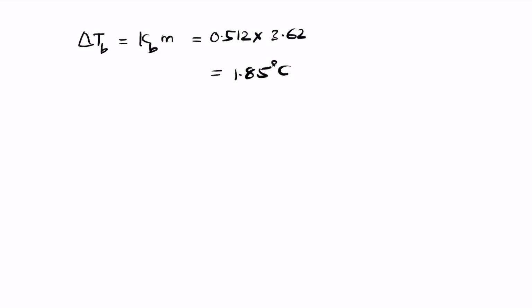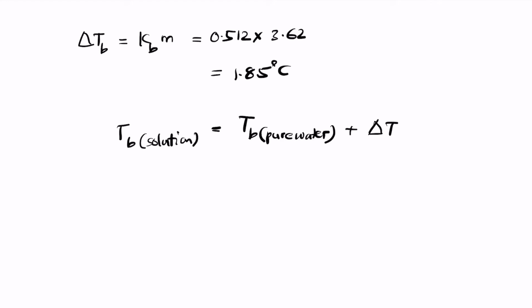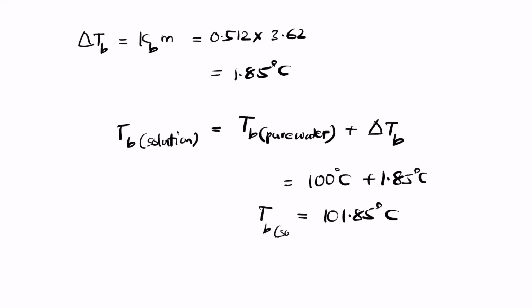But they did not ask us for ΔTb, they asked us for the temperature of the solution. So the boiling point of the solution becomes the boiling point of pure water plus the change ΔTb. The solvent here is water, so the boiling point of water is 100 degrees centigrade plus 1.85 degrees centigrade. So it becomes 101.85 degrees centigrade. This is the temperature of the solution, and this is how much the boiling point will increase.